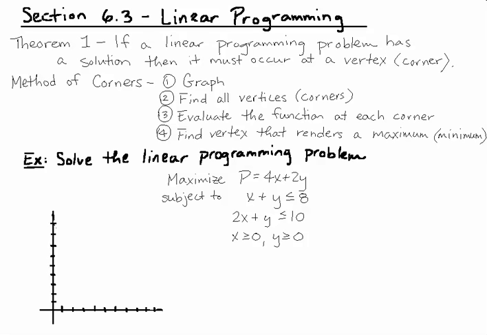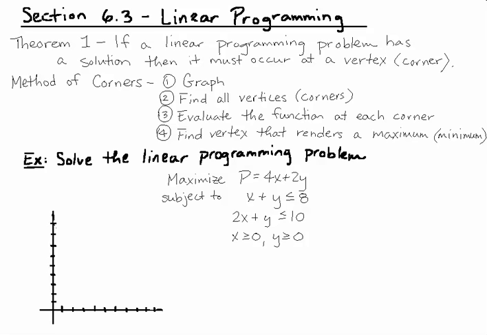In this example, the directions tell us to solve the linear programming problem. And in this one, we're going to have to actually go through all 4 steps. They give us the function p equals 4x plus 2y, and they want us to maximize this function, which is subject to the following system of linear inequalities: x plus y less than or equal to 8, 2x plus y less than or equal to 10, and x must be greater than or equal to 0, and y must be greater than or equal to 0.